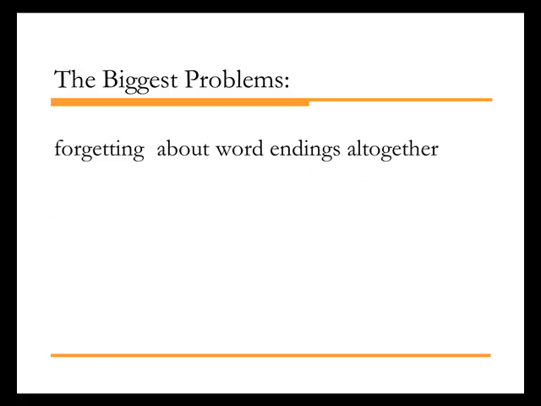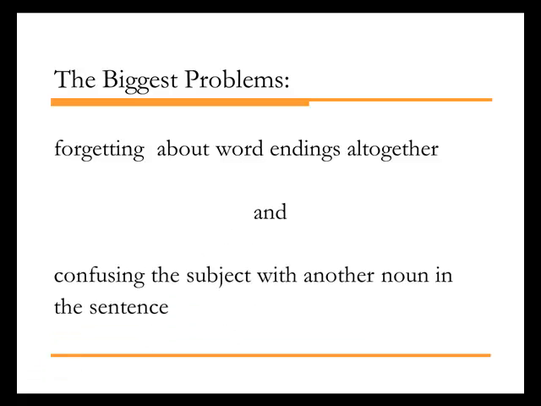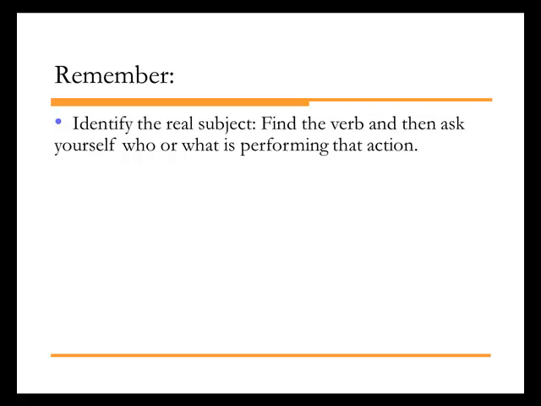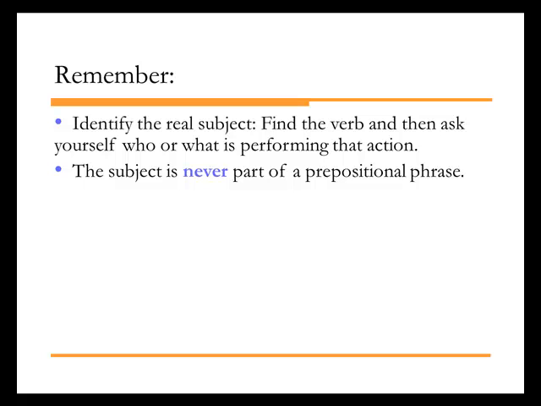The biggest problems people have are forgetting about word endings altogether. Just because you may not pronounce a word ending when you speak doesn't mean you need to forget it's there when you write. And word endings do matter when you're forming subject-verb agreement. And please don't ever confuse the subject with any noun that is part of a prepositional phrase. Remember, identify the real subject, find the verb, and then ask yourself who or what is performing that action. The subject is never part of a prepositional phrase.